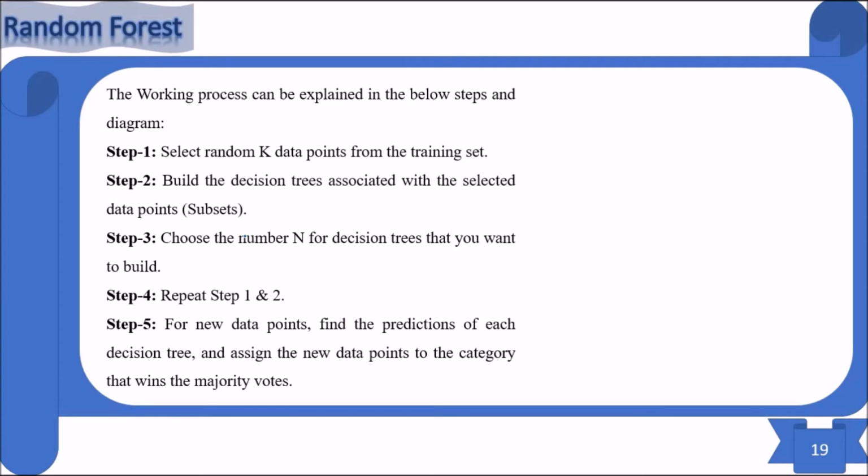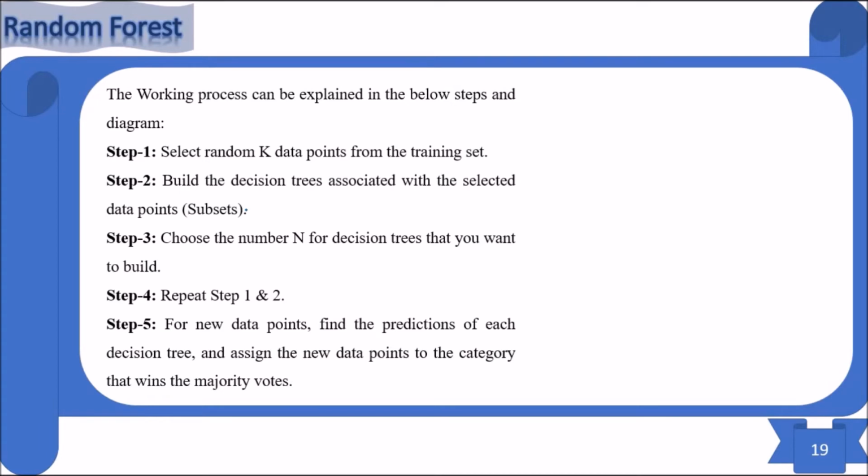First we have to select random k data points from the training set, and then we have to build a decision tree associated with the selected data points, say your subsets. Then you have to choose the number of decision trees that you want to build. Then you have to repeat step 1 and step 2. Then for new data points, you have to find the prediction of each decision tree and assign the new data points to the category that wins the majority of the votes.